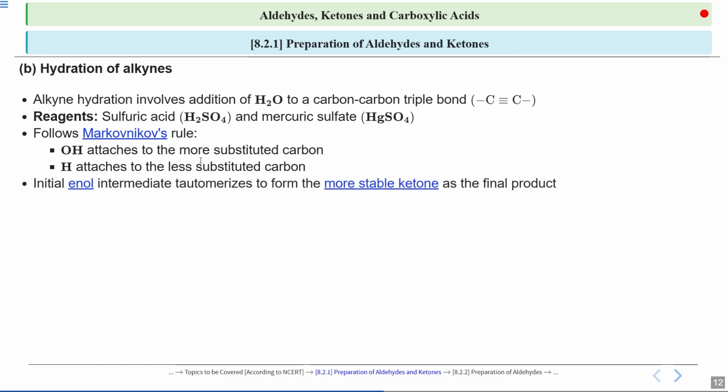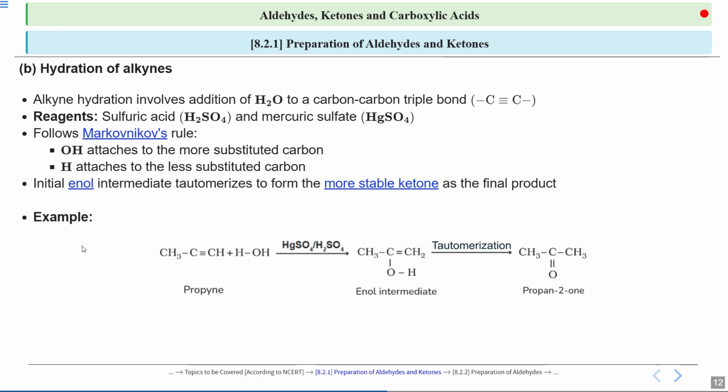Now the initial product of this reaction is an enol, which is an intermediate. And this enol then undergoes tautomerization, a process where it rearranges to form a more stable ketone, and the final product is more stable because of the stronger carbon-oxygen double bond.